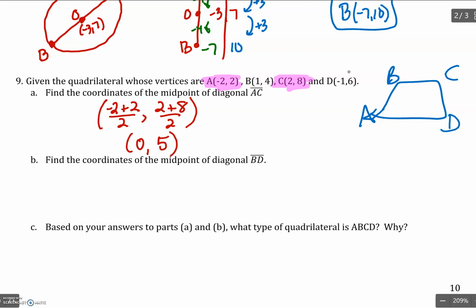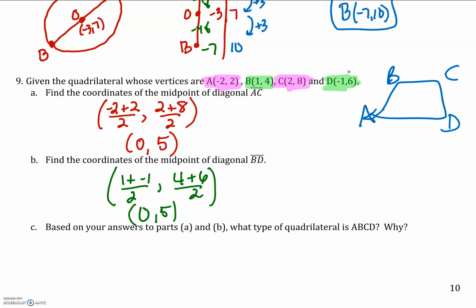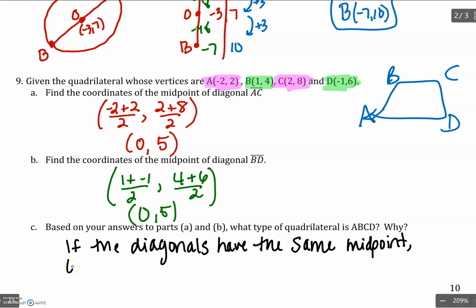Then if we do for BD, we are looking only at B and D. We're going to average our x's. We're going to average our y's, and we will get also 0, 5. Based on the answers to part A and B, what type of quadrilateral is ABCD, and why? If the diagonals have the same midpoint, they must bisect each other, because that's what's going on if we bisect.